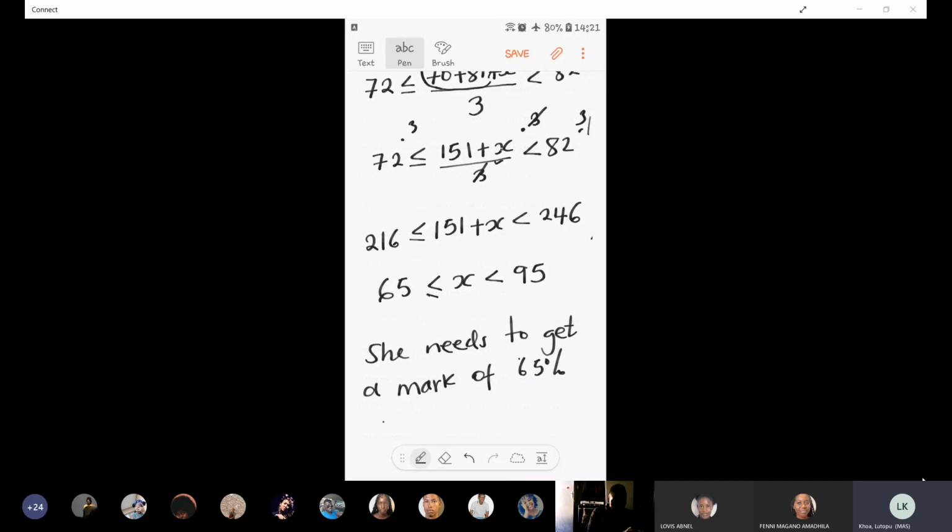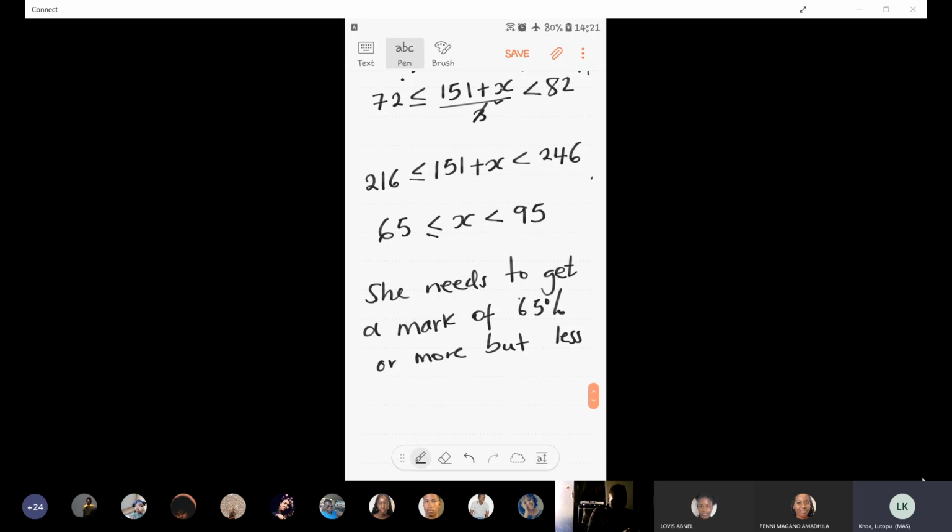More, but less than 95%. Okay, so she needs to get a mark of 65% or more, but the mark should be less than 95. So if she gets 65, she is within the C grade. If she gets 95, she's no longer in the C grade, she'll have a B now, so it must be less than 95.